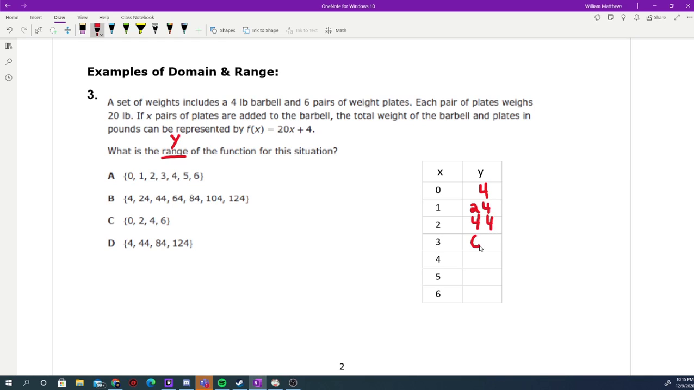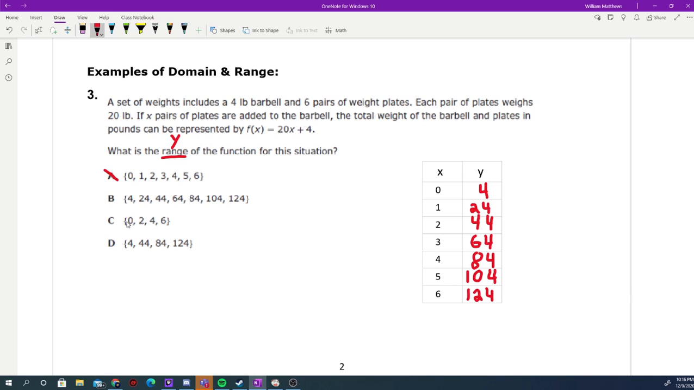3 would be 64. 4 would be 84. Then to 104. And then the max amount of weight you can have with all the weight plates is 124 pounds. So in this case, our range being our y value can be 4, 24, 44, 64, 84, 104, and 124.